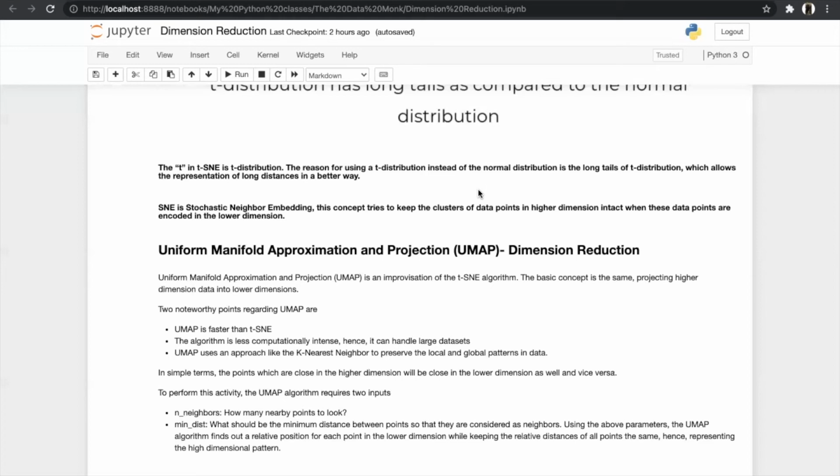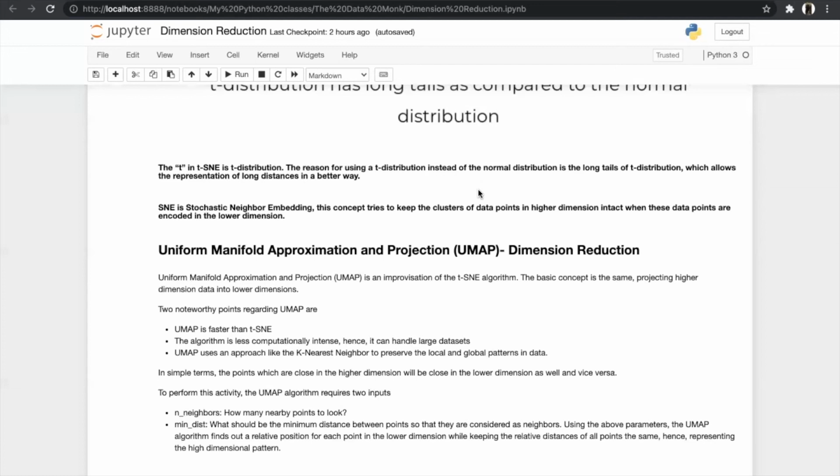For n_neighbors, it tells us how many near points we should look for. And minimum distance tells us what should be the minimum distance between the points so that they are considered as our neighbors. Using the parameters n_neighbors and minimum distance, the UMAP algorithm finds a relative position for each point in the lower dimension while keeping the relative distance of all points the same, hence representing our high dimension pattern.